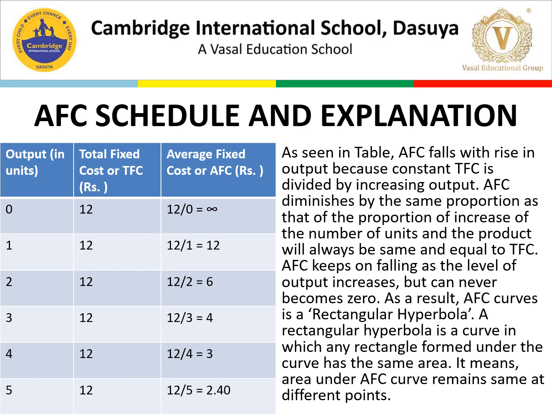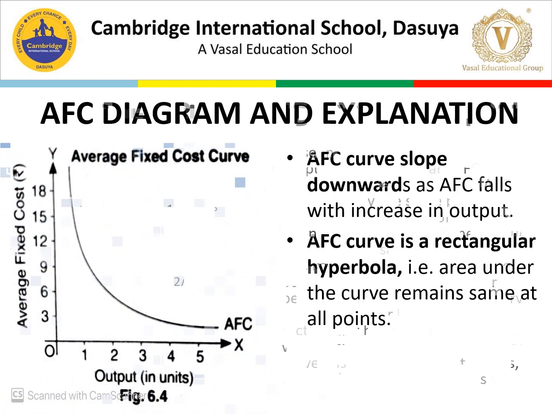Now let's move to the curve and its explanation. So now the AFC diagram. Here we are using the term diagram for the curve. Fine, and the explanation for this. You can see the curve is a little bit U-shaped. First it is falling down, then it will be constant, then it will be parallel to the x-axis. Okay, so this is the curve we have to make in our notebooks. Then the AFC curve slopes downwards as AFC falls with increase in output.